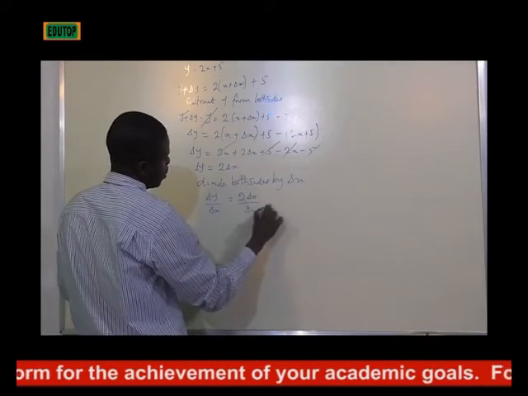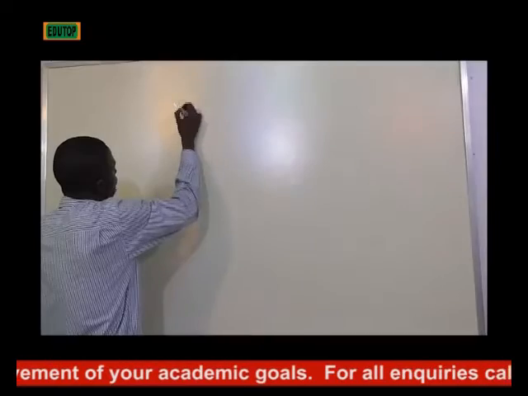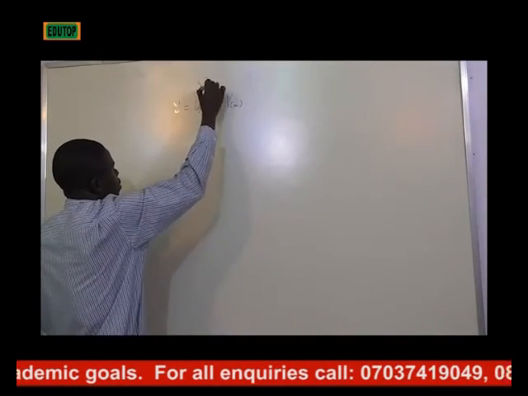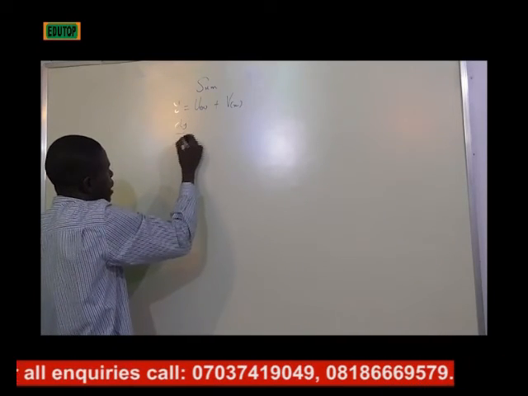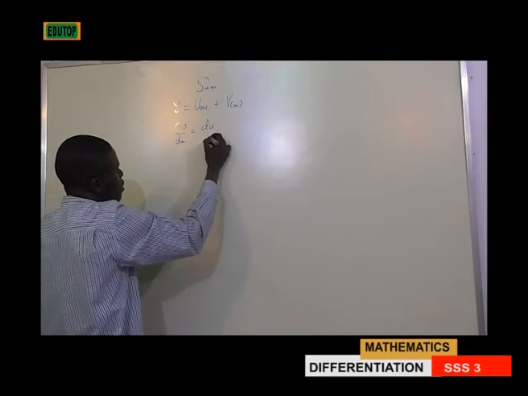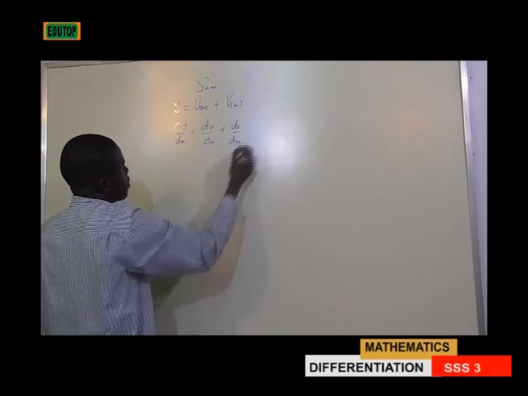Differentiation of sum and difference. y equals u of x plus v of x. So automatically, you are talking about a sum now. You have to differentiate this. You have dy dx will be equal to du dx plus dv dx.